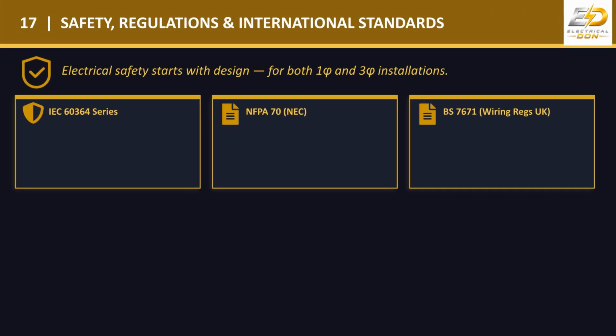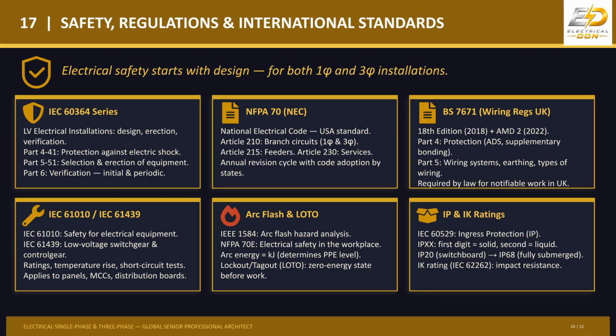Electrical safety is governed by standards like IEC 60364, NFPA 70, and BS 7671. Arc flash and lockout/tagout procedures are crucial for worker safety, and equipment must meet specified IP and IK ratings for protection against ingress and impact.